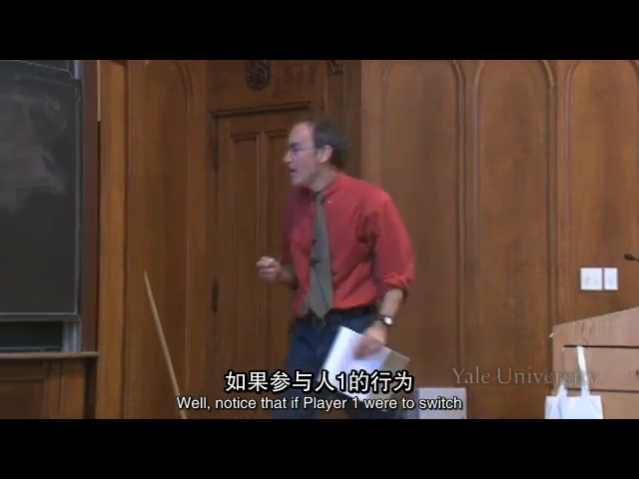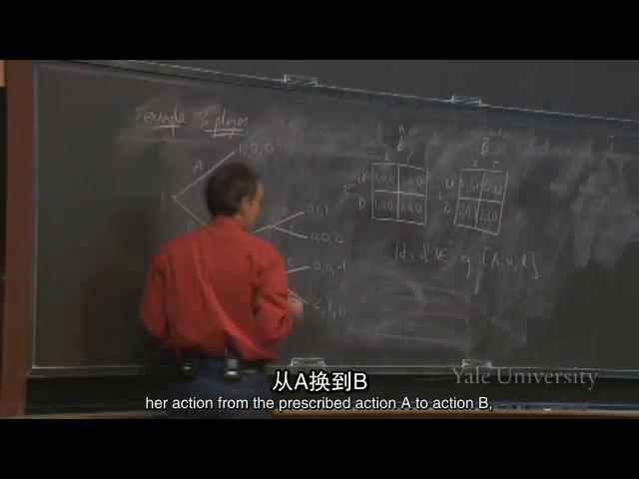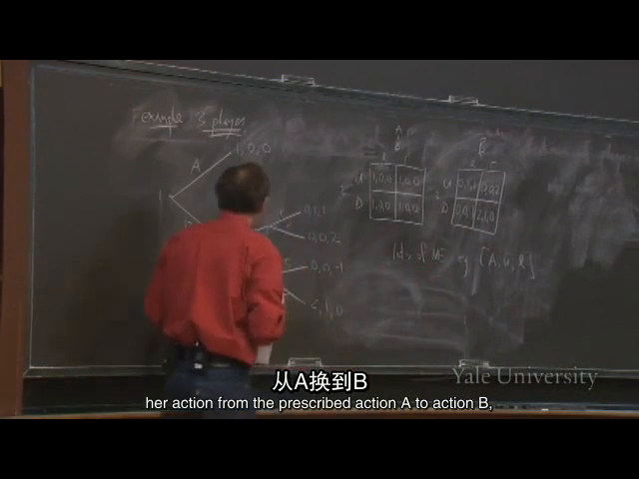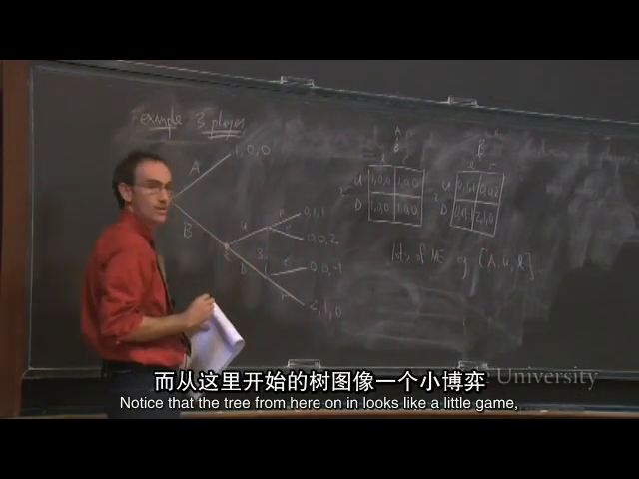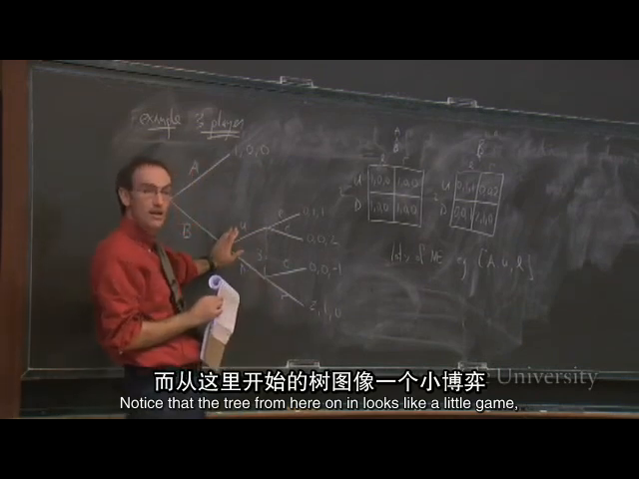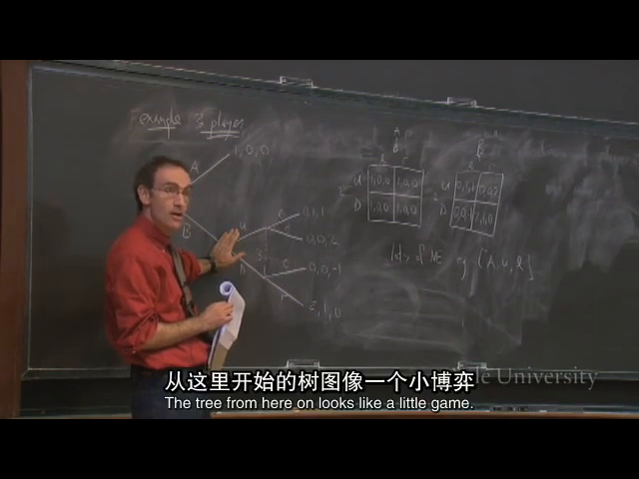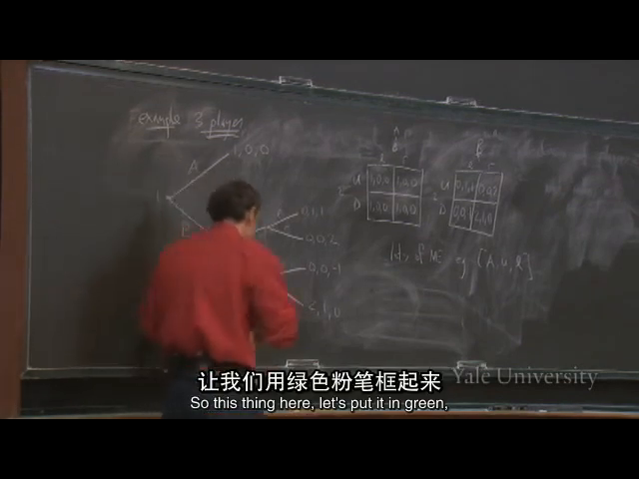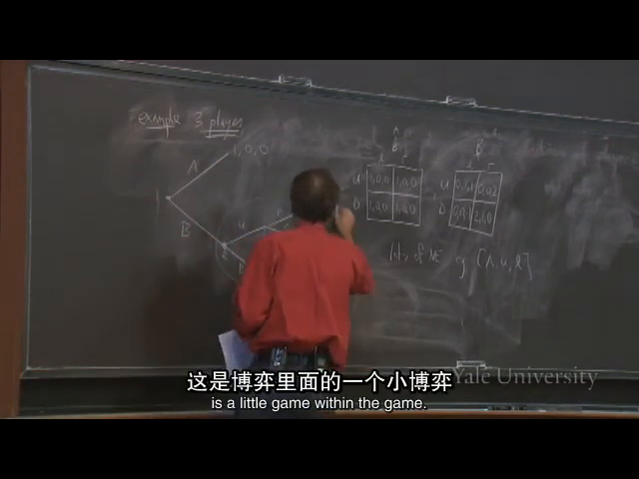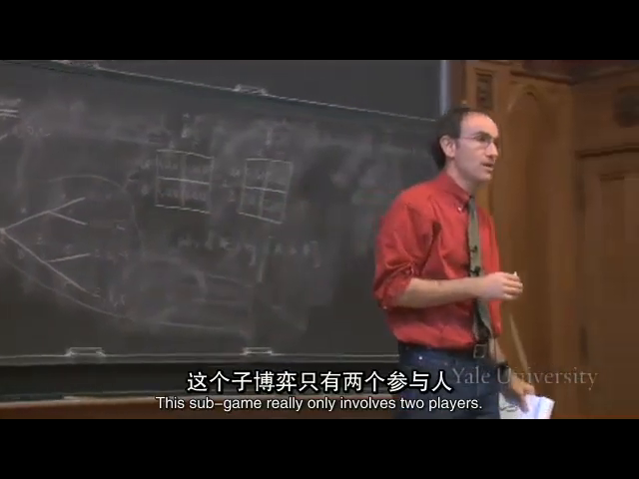Well, notice that if player 1 were to switch her action from the prescribed action A to action B, then we'd be here. All right? And notice that the tree from here on in looks like a little game. Is that right? The tree from here on looks like a little game. All right, so this thing here, let's put it in green, this thing here is a little game within the game. It's a sub-game. All right?